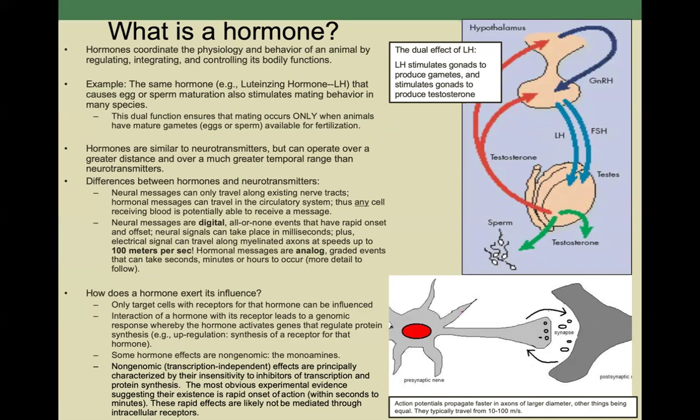Many hormones produce multiple effects. For example, luteinizing hormone causes the sex gametes to mature and stimulates mating behavior in many species. This dual function likely ensures that mating only occurs when animals have mature gametes available for fertilization.